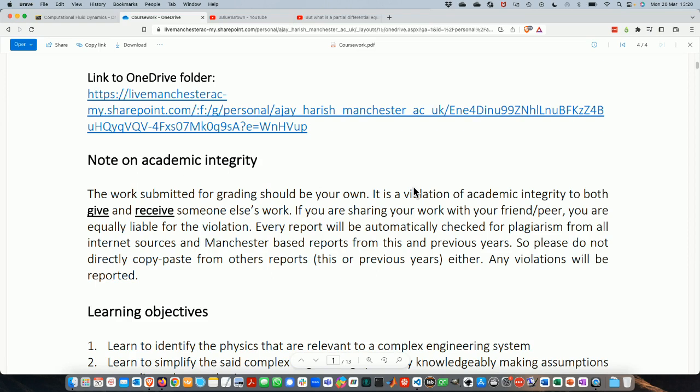Most often students don't realize that the work that is submitted should be your work. It should not be your friend's work. It should not be the work from the previous year. And most importantly, the coursework is completely different from previous years. Till the previous year, it was the same coursework repeated for almost 10 years, and that has been changed now. So if you take a previous year's report, it's not going to be useful.